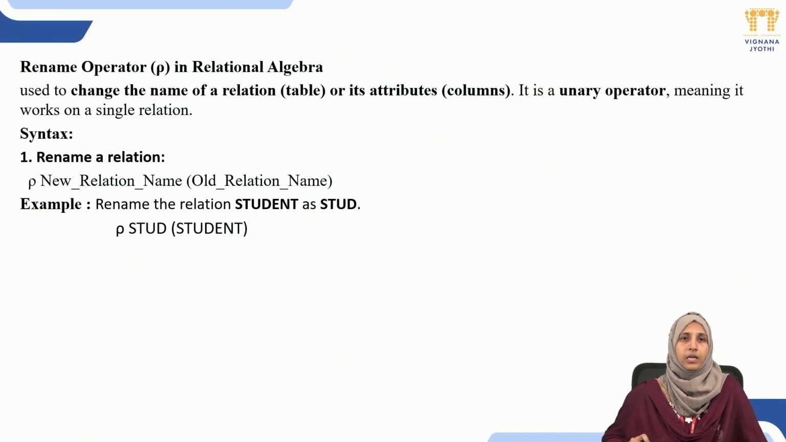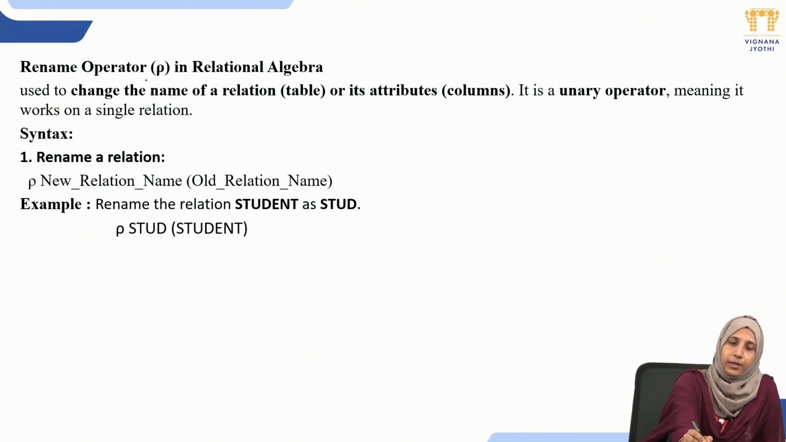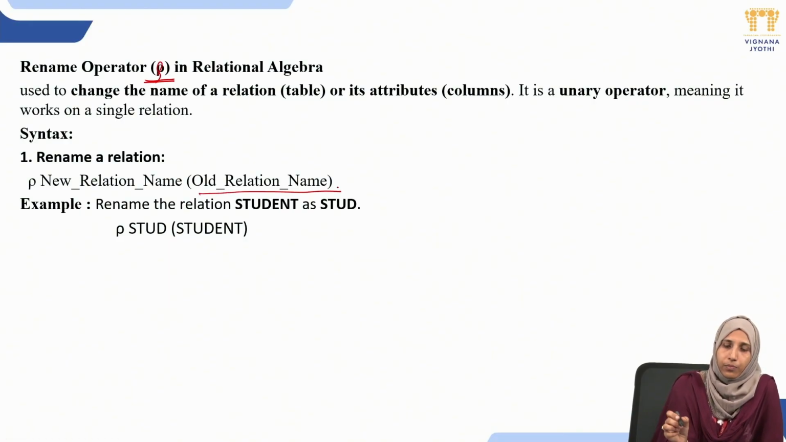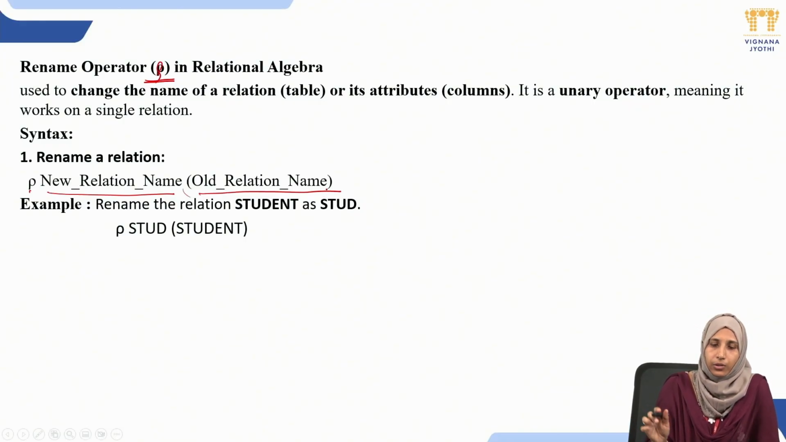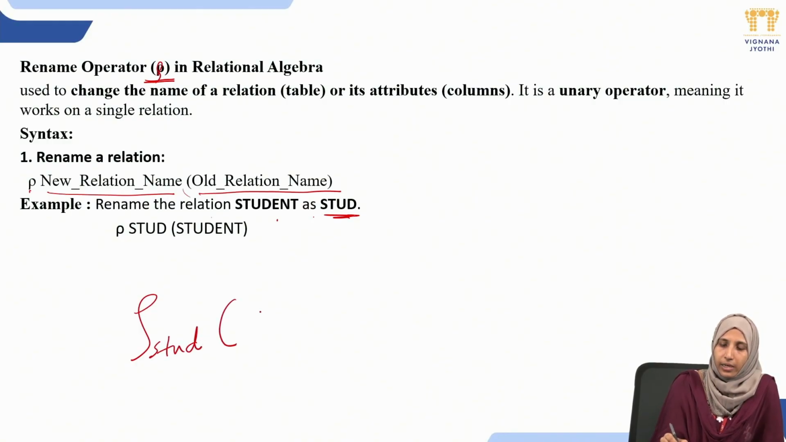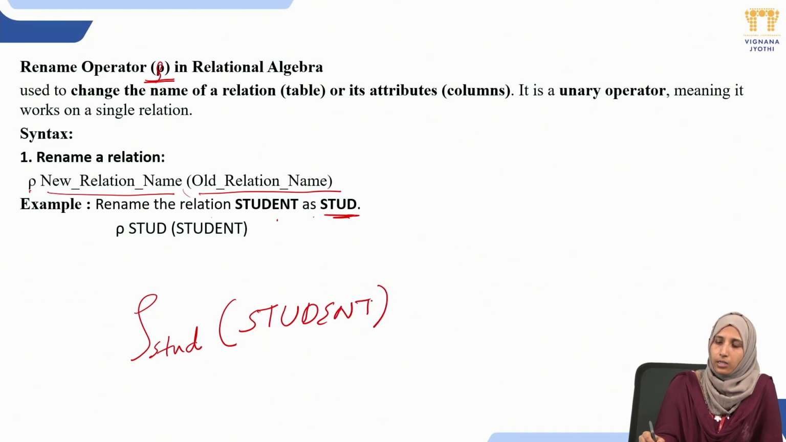Third one is the rename operator. The rename operator is written with the help of the rho symbol. Why do we need this? To rename our old relation name. Syntax is rho of the new relation name, and inside the bracket you write the old relation name. Here, relation is nothing but a table. See, rho symbol, rename the relation student as stud. Then how do you write it? Rho, new name. What is the new name? Stud. Inside the bracket, STUDENT.